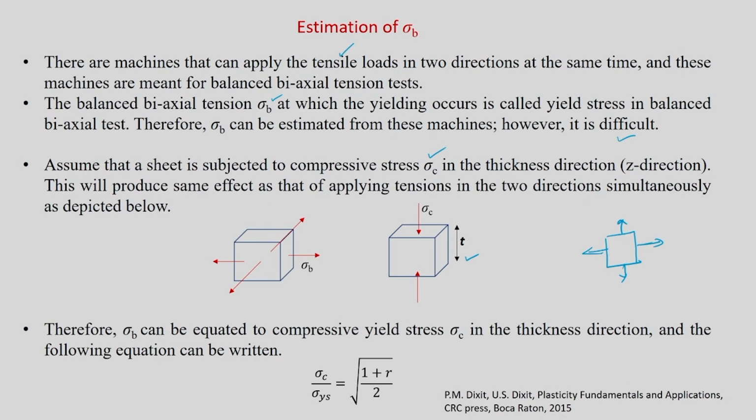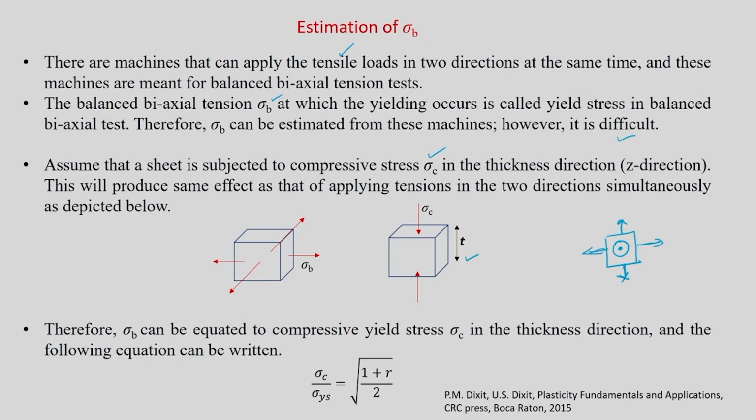Instead of pulling equally in these directions, as mentioned here, you compress it in this direction. You provide sigma c perpendicular to the sheet instead of pulling it in the in-plane direction. So when you compress it, it will anyway expand, which is what equibiaxial tension is going to do.